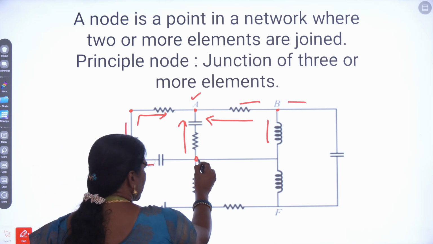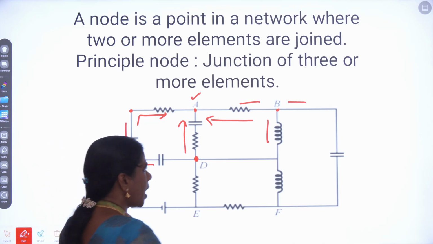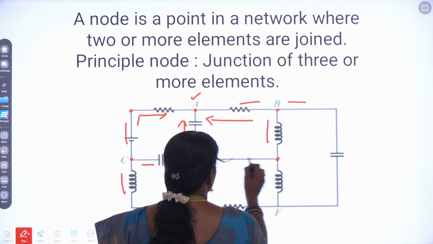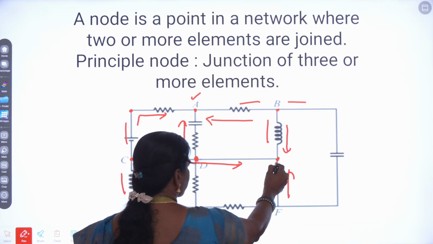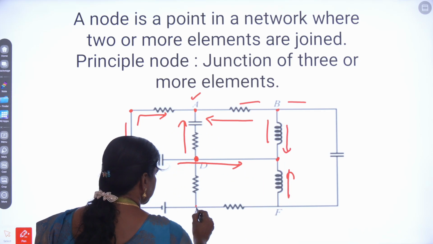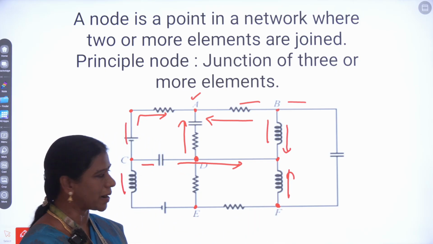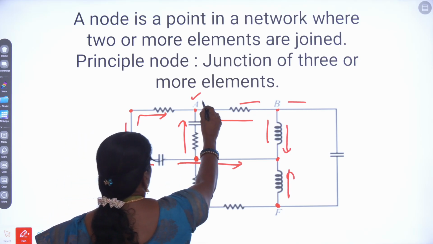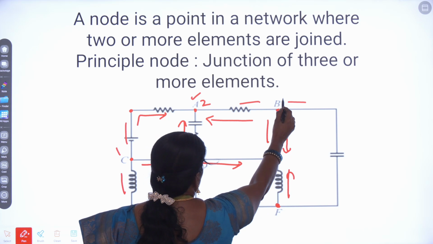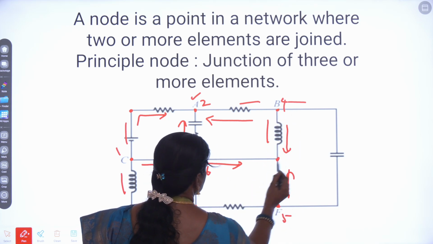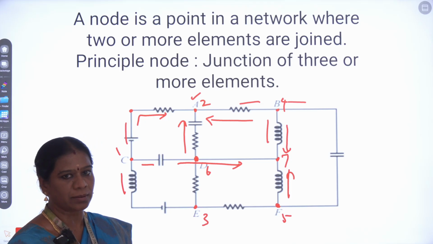And here at B, again many branches are meeting, so that will be a node. Here also we can see this point, so this will be a node. Similarly E, F. So the number of nodes is 1, 2, 3, 4, 5, 6, 7. So students, in this problem, the number of principal nodes is 7.